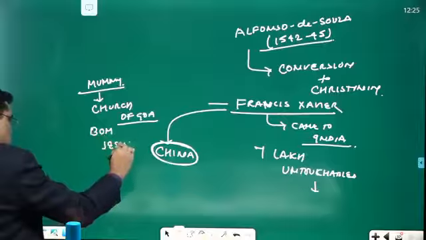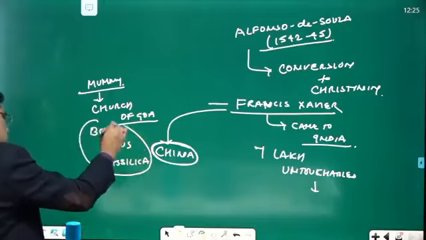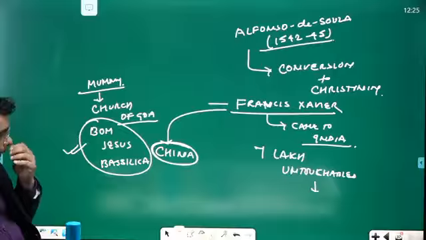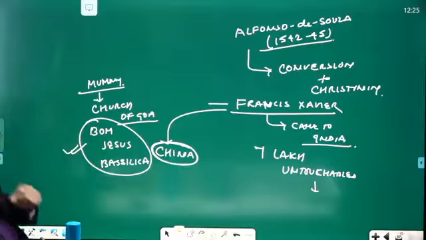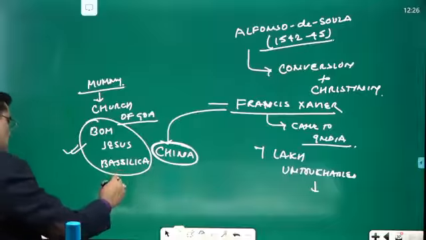This is the name of the church where the mummy of Francis Xavier is kept. So he died in China and was buried in China. But his enthusiastic followers brought his dead body to Goa again, and here his mummy was placed in the Church of Goa, known as Bom Jesus Basilica.